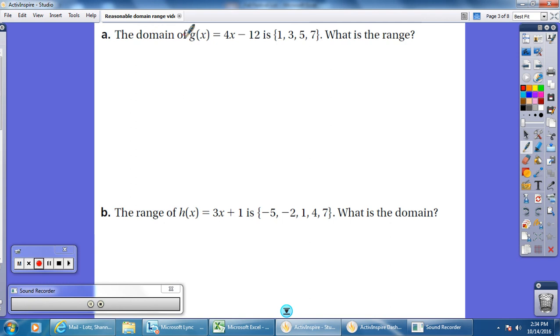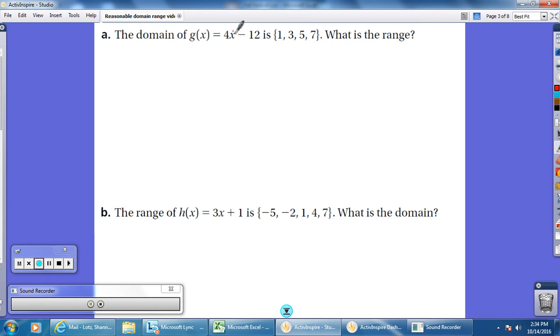Okay, so now it's giving us the domain of g of x is equal to 4x minus 12, this list of numbers. What is the range? So if these are the input values, that's what domain is. Remember, domain is input values. Then it's asking for the output. So we're going to input the numbers into this function. So we have 4x minus 12. The first number is 1. And then we're going to evaluate the function: 4 times 1 is 4, minus 12 is equal to negative 8.